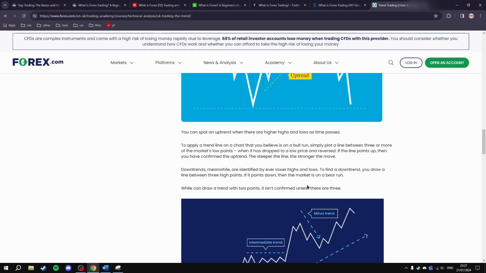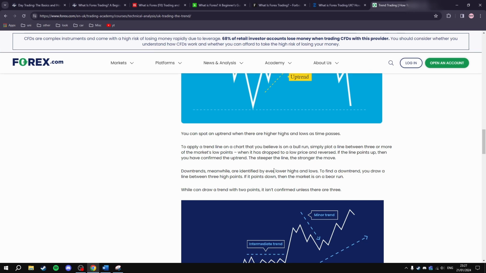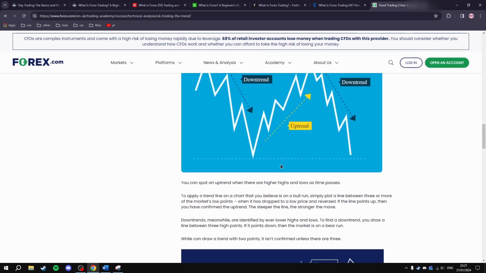Downtrends, meanwhile, are identified by ever lower highs and lows. To find a downtrend, you draw a line between the 3 high points. If it points down, then the market's on a bear run.